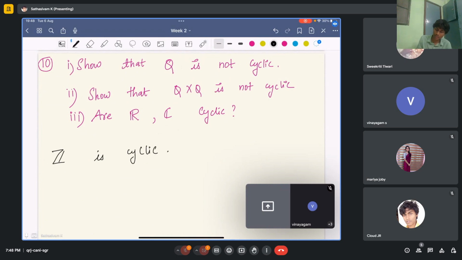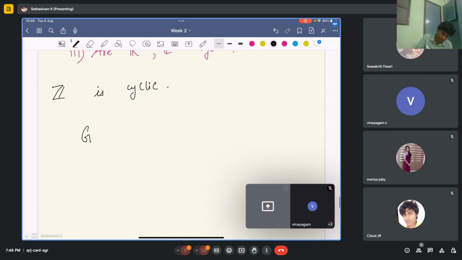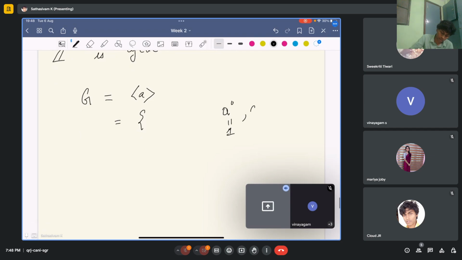Okay. So what does it mean by saying a group is cyclic? I say G is cyclic if and only if G is generated by a single element, right? So if you take a power 0, which is actually 1, that means this G has to look like a power 0, which is the identity, and a power 1, a squared.